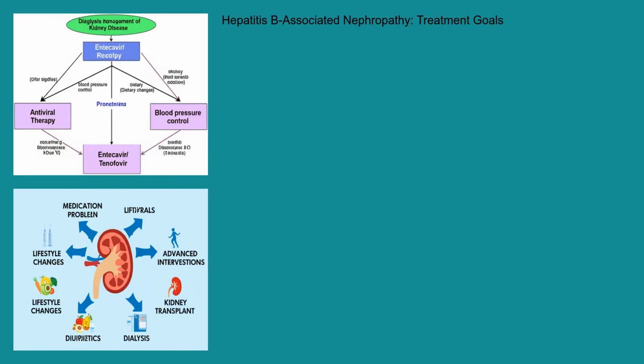The treatment and management of hepatitis B-associated nephropathy aim to control the hepatitis B infection, reduce proteinuria, and slow the progression of kidney disease. Antiviral medications, such as entecavir or tenofovir, are used to suppress HBV replication and reduce viral load. Immunosuppressive therapy, including corticosteroids and other immunosuppressants, may be used to reduce inflammation and immune-mediated damage in the kidneys. Supportive measures, such as blood pressure control with ACE inhibitors or ARBs, dietary modifications to reduce protein intake, and diuretics to manage edema, are also essential components of management. In cases of advanced kidney failure, dialysis or kidney transplantation may be necessary.